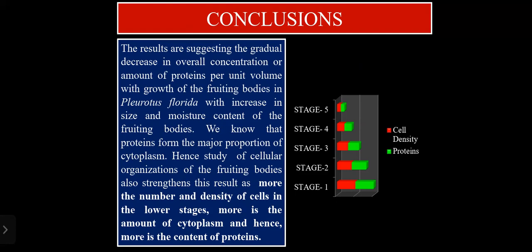We know that proteins form the major proportion of cytoplasm, hence more the number and density of cells in the lower stages, more is the amount of cytoplasm, and hence more is the content of proteins in the mushroom at lower stages.